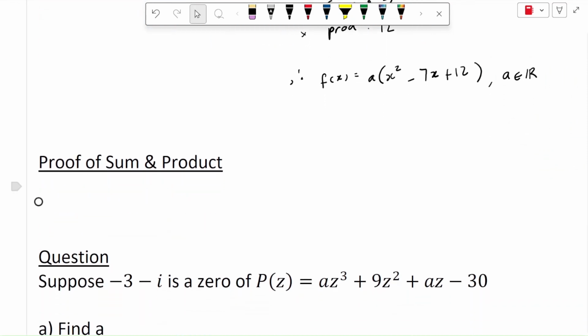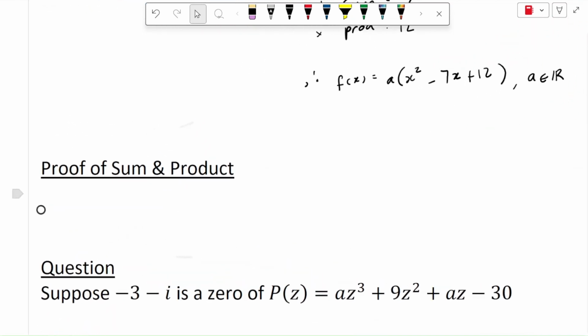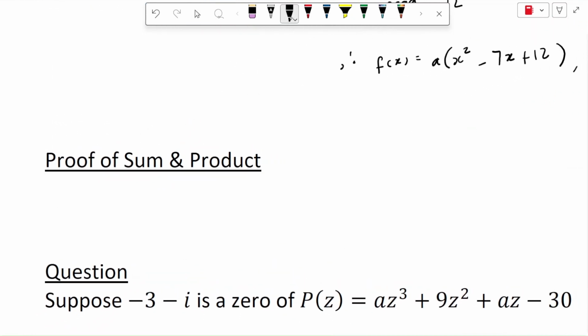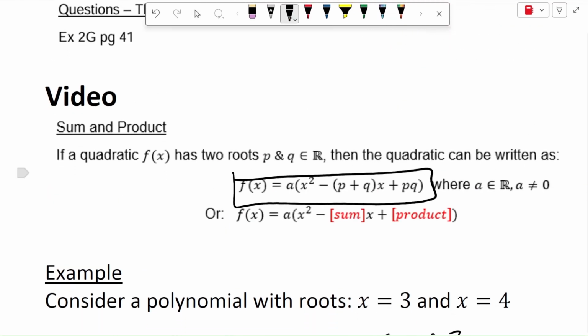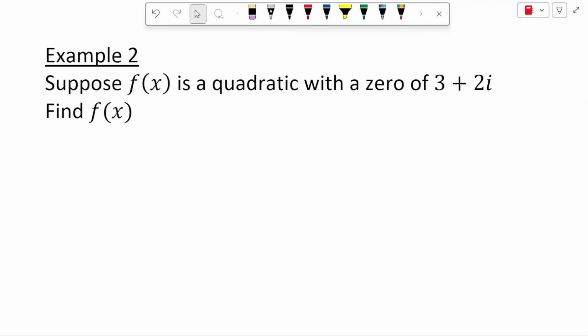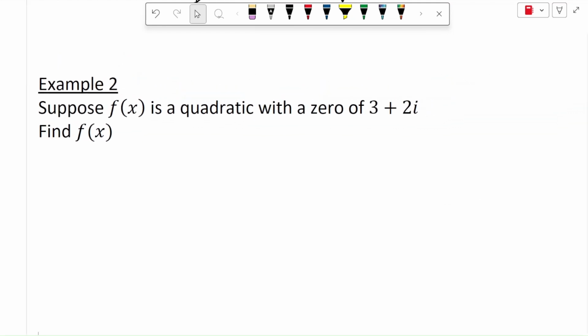All right, now I've done a partial proof of that just for x equals 3 and x equals 4. But what I'd really encourage you to do is try and prove that in general by starting off with x take p, x take q, and seeing if you can expand it out to get that formal statement of sum and product. Now the next example I'll show is just with the complex numbers.